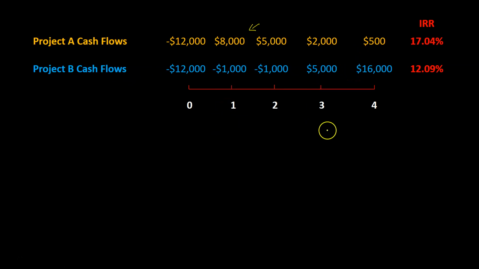Now, if you actually calculate the internal rate of return of these two projects, and I've done this using the equal to IRR functionality in Excel, then it turns out that Project A has an internal rate of return of 17%. Project B, on the other hand, has an internal rate of return of 12%. Which means that if you were inclined to make your decision based on IRR, you might say, okay, I want to go with Project A because it has the higher IRR.